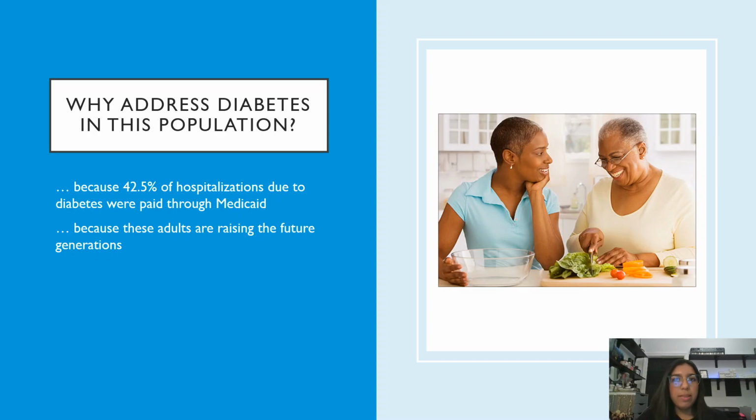Also, addressing diabetes in adults is so important because this is the population that is raising children or grandchildren. Children mimic the behaviors and the lifestyles of their parents and the people around them. So if adults can adapt a healthier lifestyle, their children will follow suit.